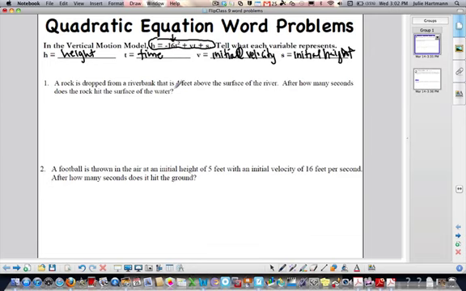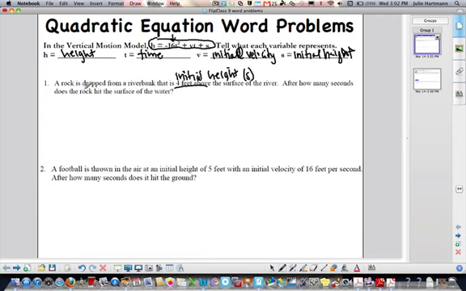Okay, so looking at number 1, a rock is dropped from a riverbank that is 4 feet above the surface of the water. So right there, that is your initial height. That is going to be our S. After how many seconds does the rock hit the surface of the water?